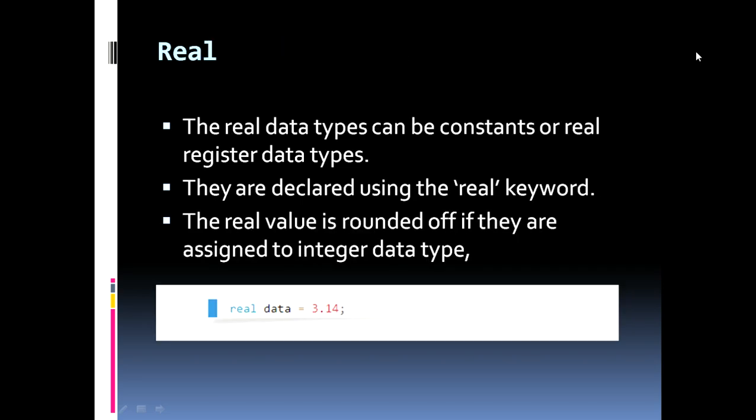Okay. Then come to the real data types. It allows decimal and scientific notations, like 0.125, 1.37 and minus 1.36 are the examples. They are declared using the real keyword.